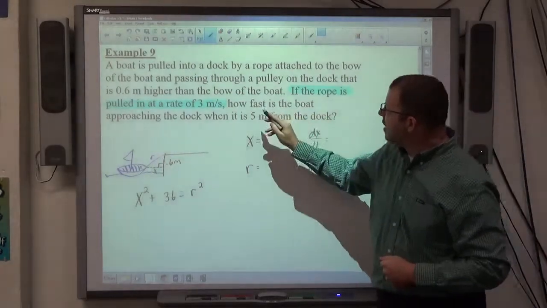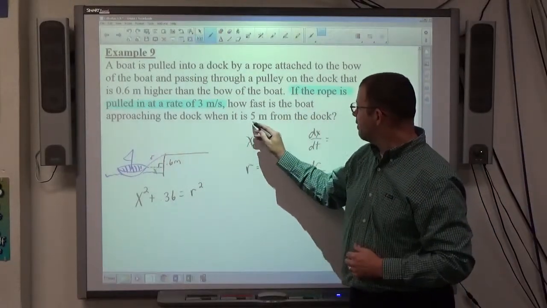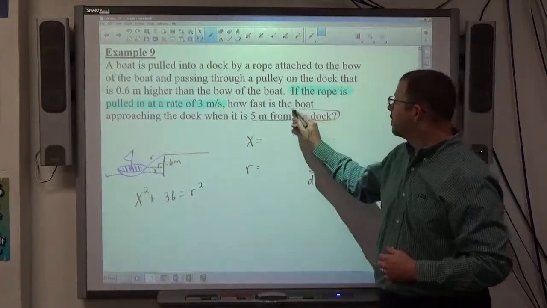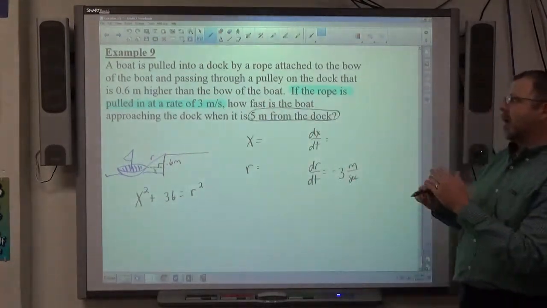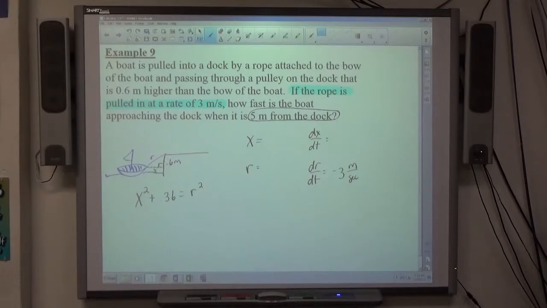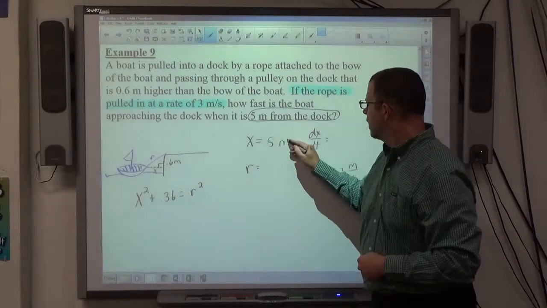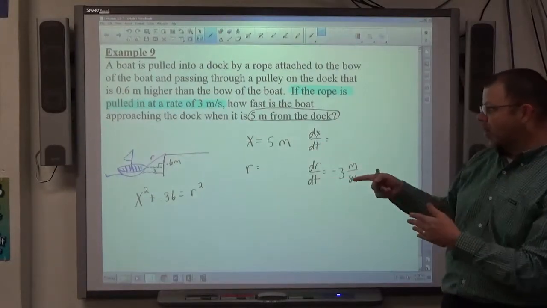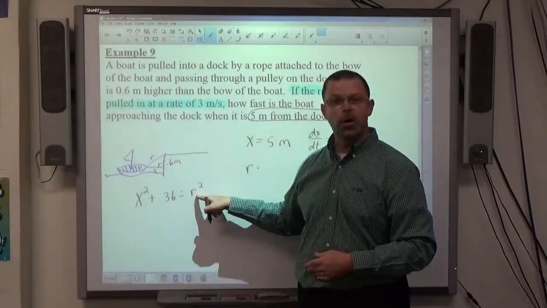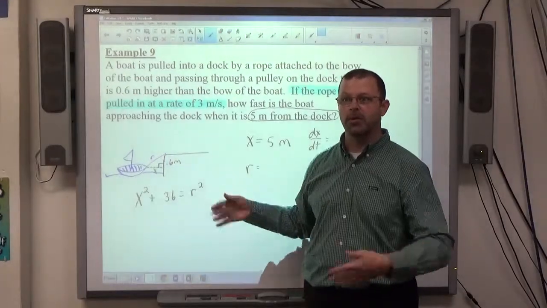All right, how fast is the boat approaching the dock when it is 5 meters from the dock? Now, when it's 5 meters from the dock, are they talking about x or are they talking about r? X. They're talking about x, right? So x is 5 meters. So to find r, which again, when we get to the Pythagorean theorem, 2r dr over dt, r is going to show up in our derivative, right? So we need to know what r is.